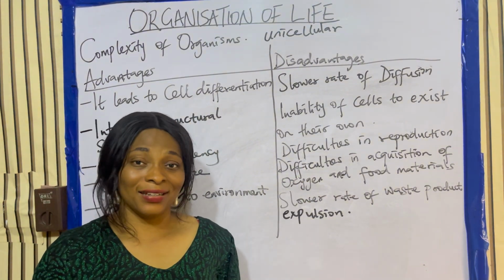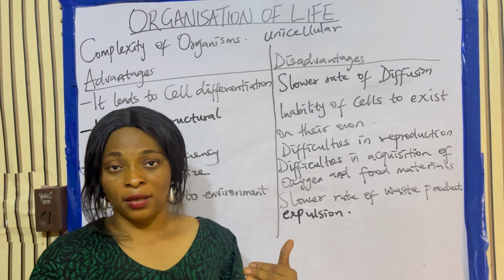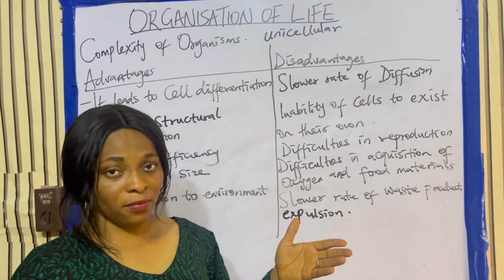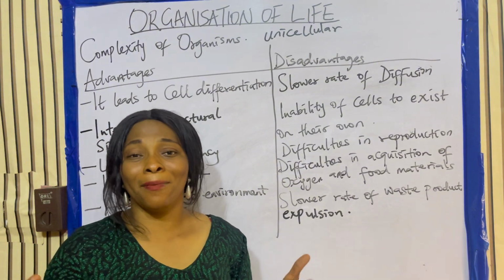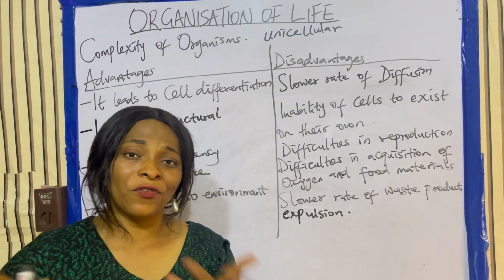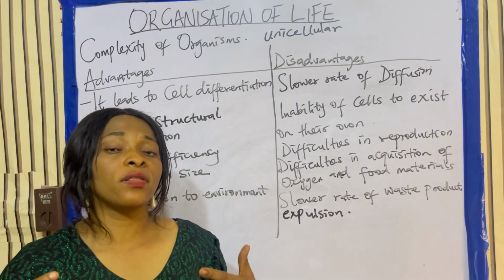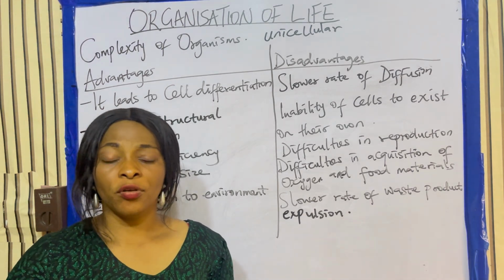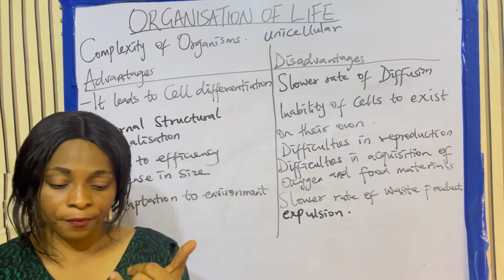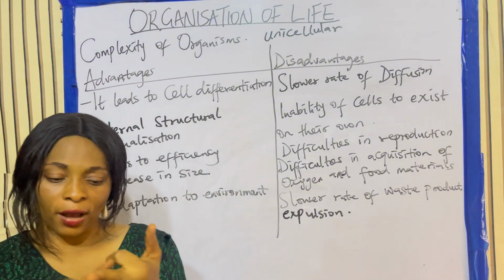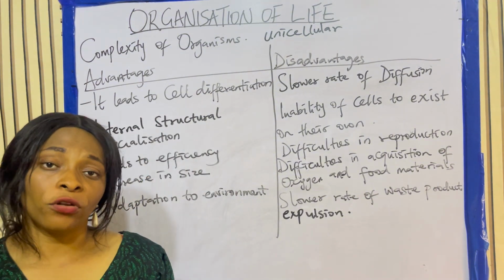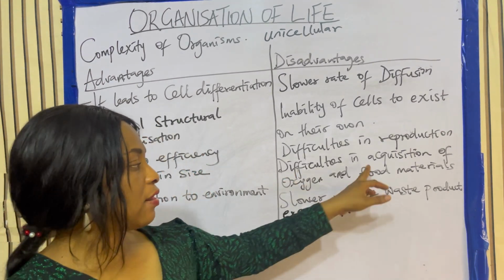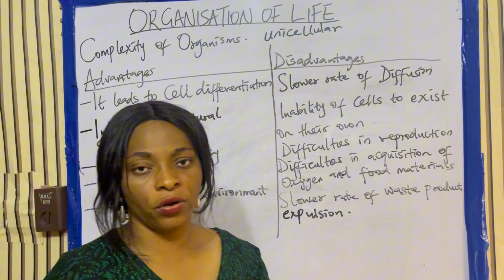Next, difficulties in reproduction. Because they are large, reproduction is not as quick as it is in unicellular organisms. For example, amoeba reproduce asexually and very fast. But it's not so with what? Organisms that are complex, like man or plants. Because there is cell, they will pass through tissue, organ, and what? System before reproduction can do what? Take place.